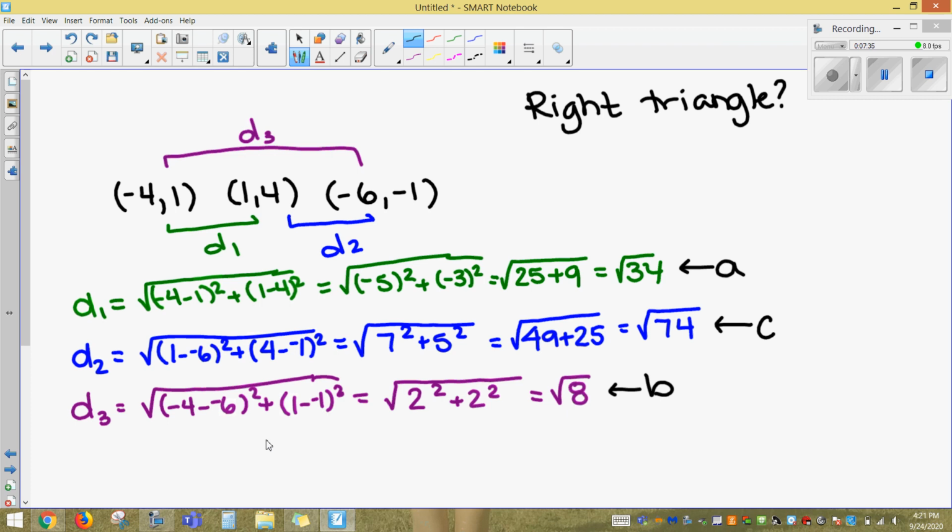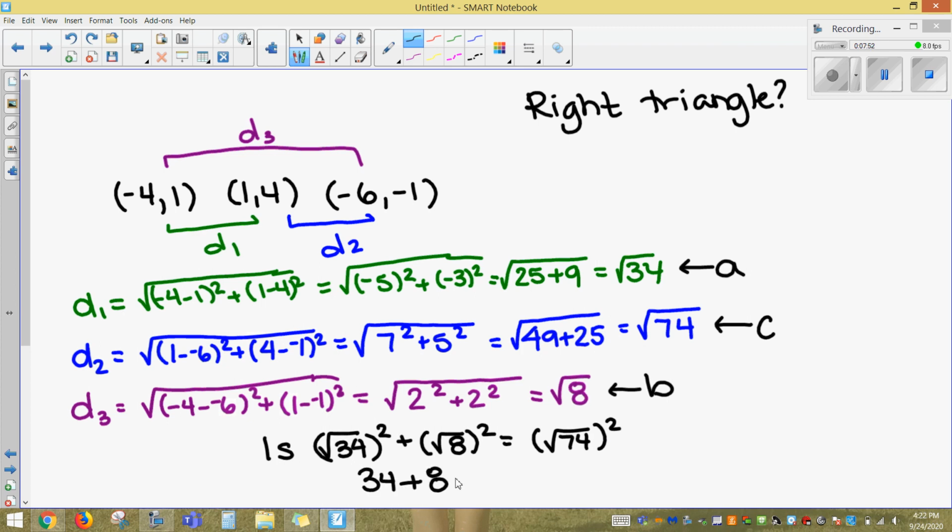And so we will ask the question, is the square root of 34 squared plus the square root of 8 squared equal to the square root of 74 squared? And it is not true to say that 34 plus 8 is 74. So we would say, nope, this does not make a right triangle.